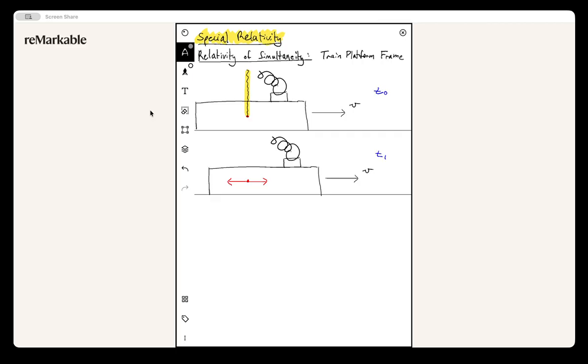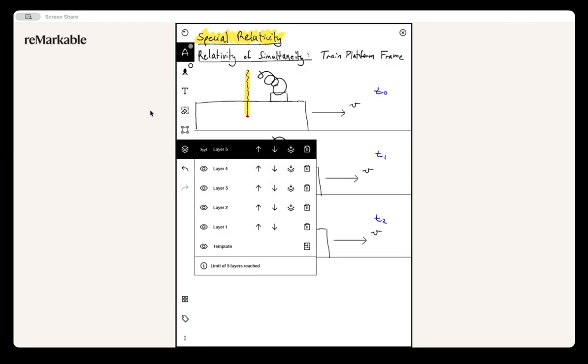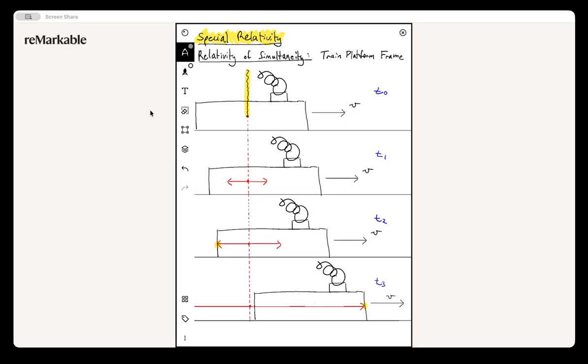And then at a later time t2, the left beam hits the back of the train. But because the train has moved to the right, the right beam still hasn't hit the front of the train until a later time of t3, when it does hit the front of the train. So we can see that the speed of light in this reference frame is the same in both directions, left and right, but because the train is moving to the right, it takes a longer time before the light hits the front of the train.